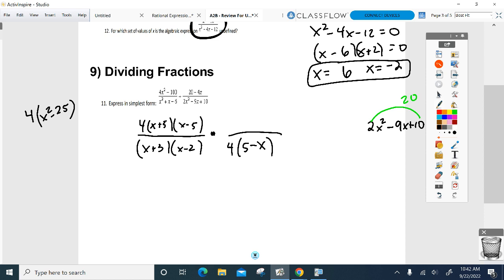Back here, A times C is 20. So now you turn this into 4 terms, with 2 new middle terms that multiply to 20 and add to negative 9. Multiply to 20, add to negative 9. There's your 2 middle terms. Keep grinding. You got it.